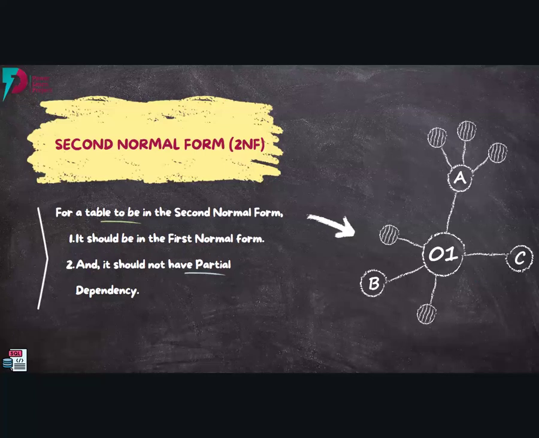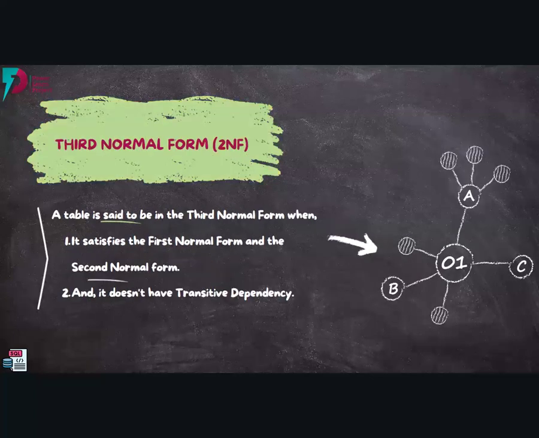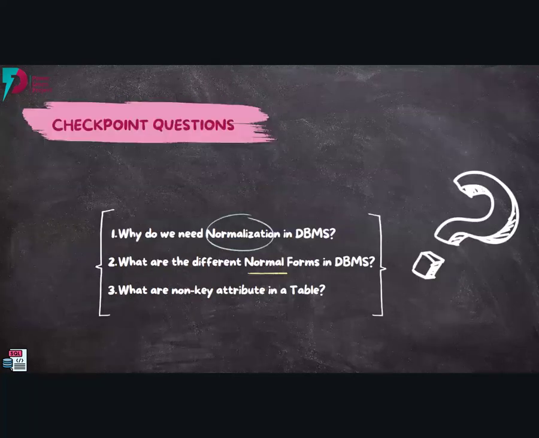For a table to be in second normal form, it should be in the first normal form and should not have what we call a partial dependency. And then for the third normal form, a table is said to be in that normal form if it satisfies the first and second normal form, and it does not have what we call a transitive dependency. And that was it about last week's content.